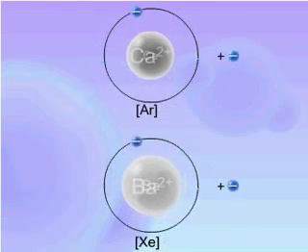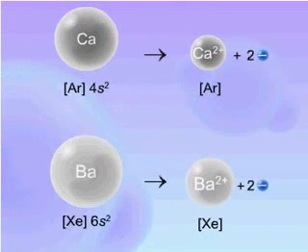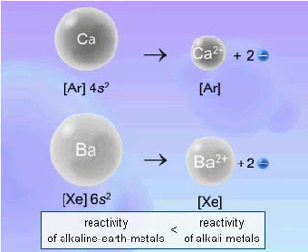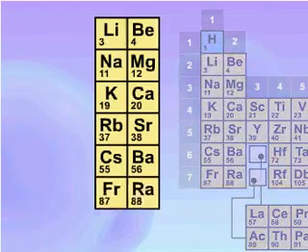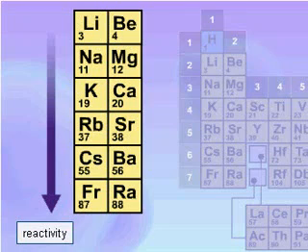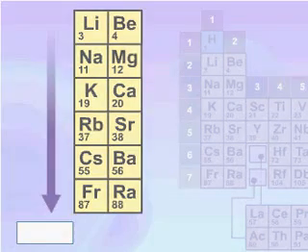Removal of 2 electrons requires more energy input than removal of 1, so alkaline earth metals are less reactive than alkali metals. The reactivity increases down this group as the atomic number increases, because the growing number of electron shells results in weaker attractive forces between the valence electrons and the nucleus.